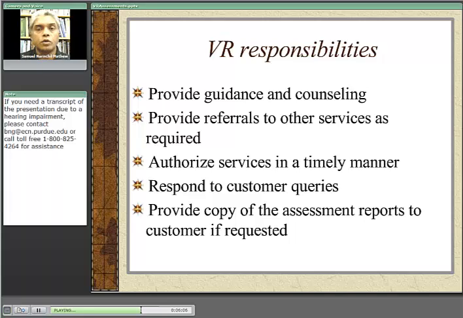VR responsibilities include providing guidance and counseling, providing referrals to other services as required, and authorizing the services for assessments in a timely manner. The VRC is also supposed to respond to customer queries promptly. Also, the VRC or the counselor can provide a copy of the assessment reports to the customer if requested.